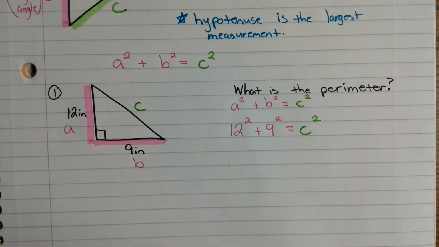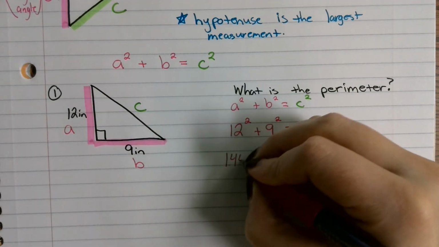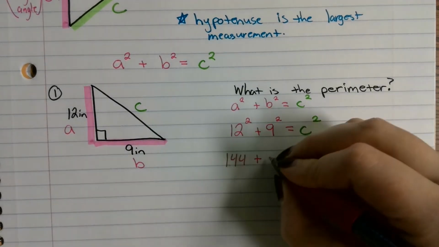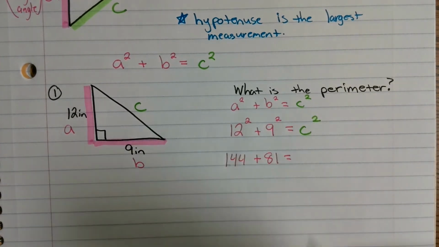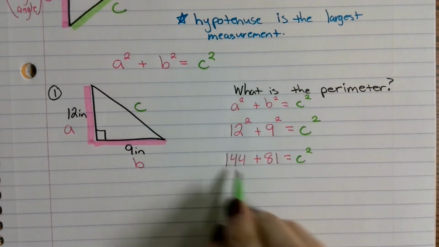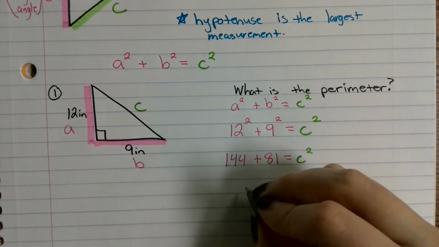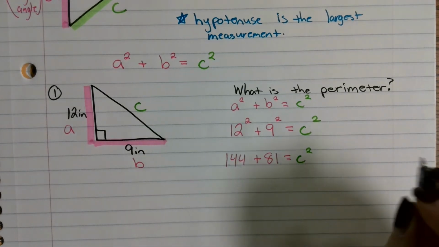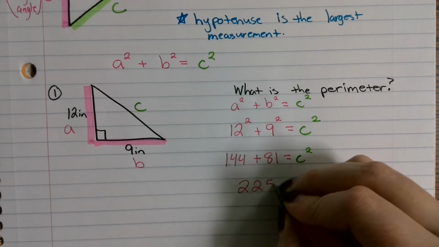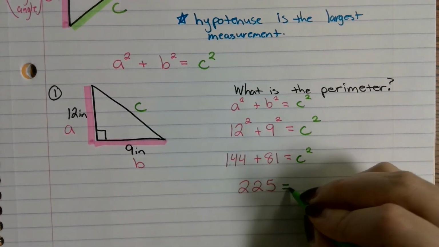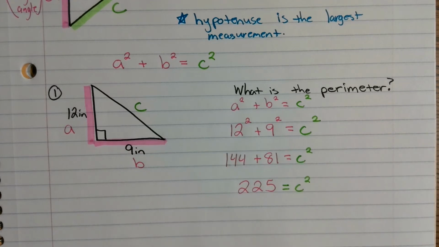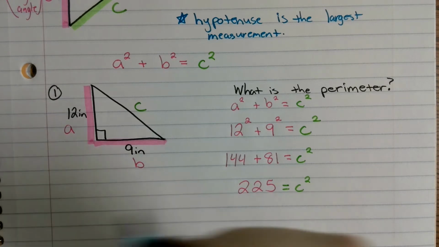What's 12 squared? 144. What's 9 squared? 81. That's going to be equivalent to C squared. Let's add 144 and 81. What do we get? 225. So we have 225 is equivalent to C squared, but I don't want C squared, I want C. Who remembers, based off of our last unit, what is the inverse operation to squaring? A square root. Go ahead and make that note.